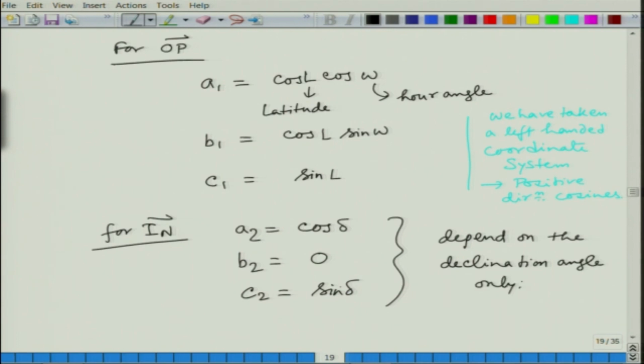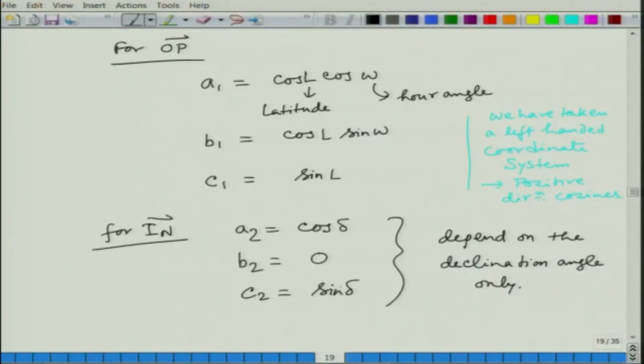That makes sense, right. So, declination angle tells you with respect to the axis of the rotation of earth where the sun is, okay, at any given point of time. So, that makes sense that the direction cosines with respect to the reference frame, which is centered at the center of the earth, will only depend on the declination angle, and here the dependence is on latitude and hour angle.